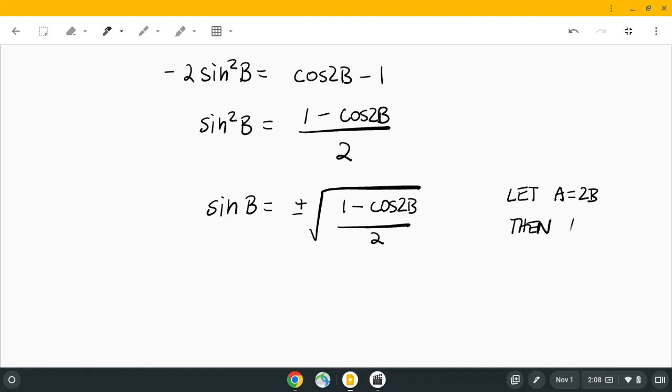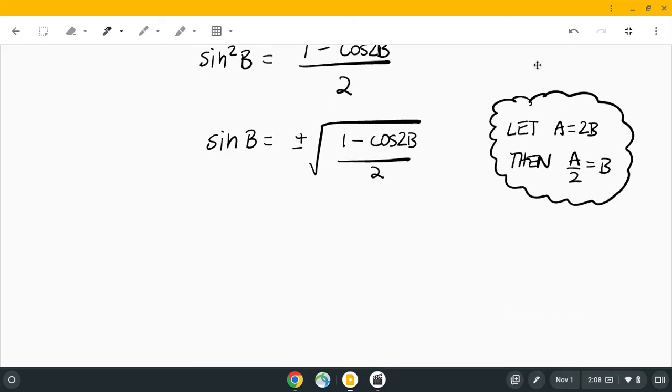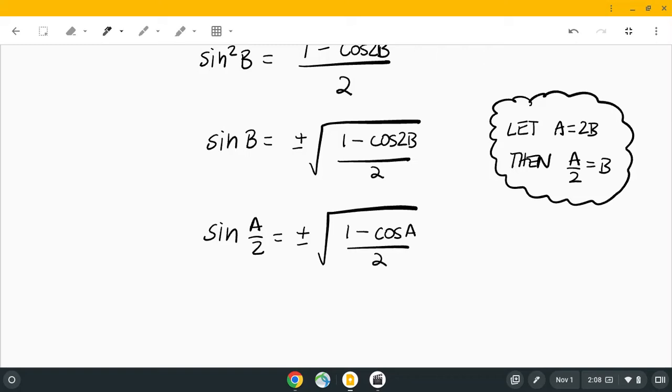Then A over 2 equals B. Okay, and then you'll have the match. So here we'll replace 2B with A, and over here we'll replace B with A over 2. So this turns out to be plus minus square root of 1 minus cosine 2B, all over 2, is equal to A over 2. So there we have it, the proof here.